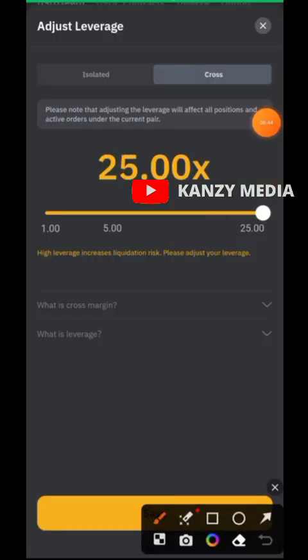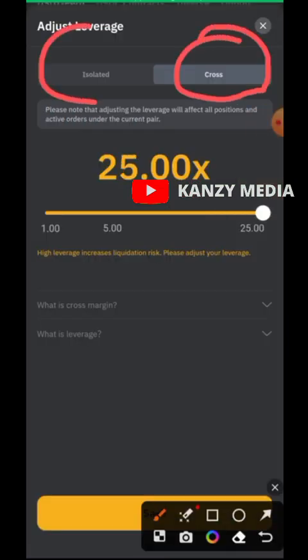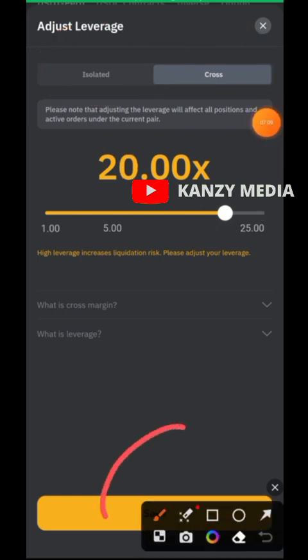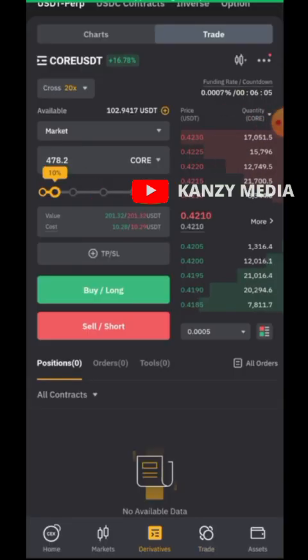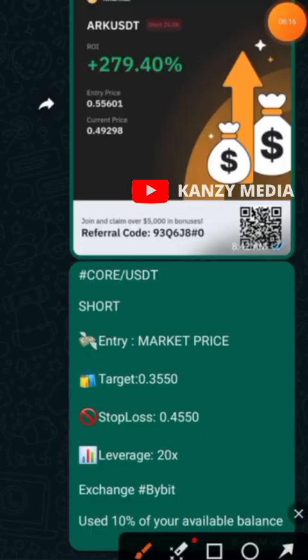So to do that, make sure your trade is cross. You can use isolated, but in this video we are using cross. Our signals say you should set your leverage to 20x, so apply and save. Another thing is that we have to make use of what we call risk management, which is to always use 10% of your capital to enter each trade. You don't have to risk it all, just like I'm scrolling on this. Let's go back to our signal and continue.